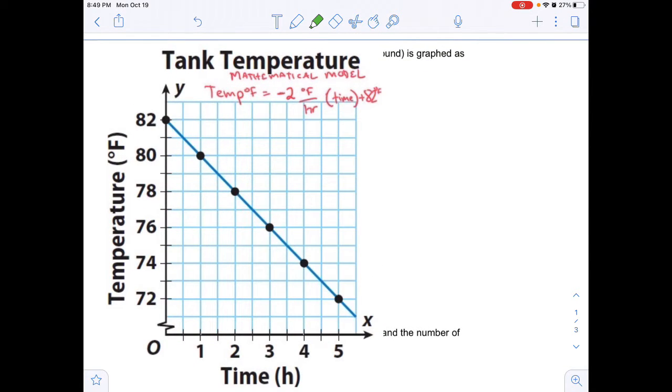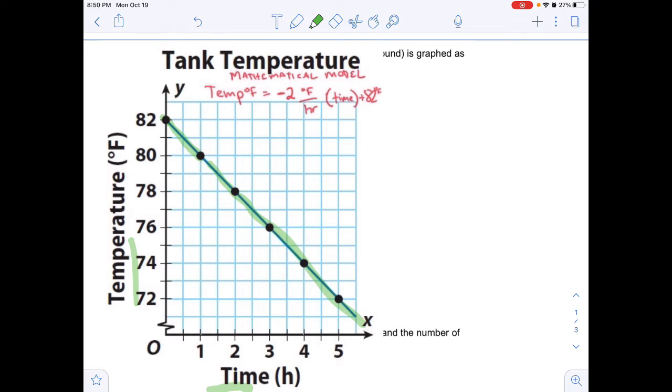In this one, we have a fish tank, and if that fish tank is filled up with warm water and it's allowed to just kind of cool off, you can see that we have time on the horizontal axis. It's the independent variable. Temperature here. And in this particular thing, we see that as time goes on, water that started at 82 degrees Fahrenheit gets cooler and cooler and cooler as time goes on.